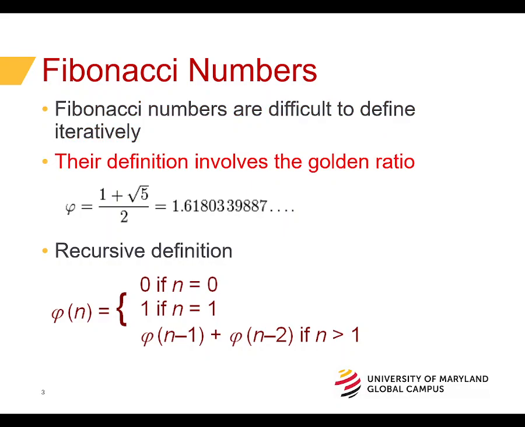The iterative definition involves powers of the golden ratio, an irrational number whose definition contains the square root of 5, and whose value is about 1.618. We have already given a recursive definition in English, but it can also be expressed in a more formal mathematical fashion. Notice that the definition involves two base cases, when n is 0 and n is 1, and a recursive case in which the sequence is defined in terms of the previous elements in the sequence.